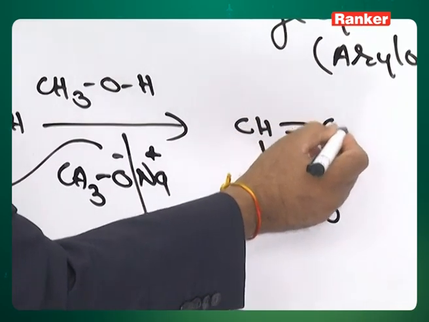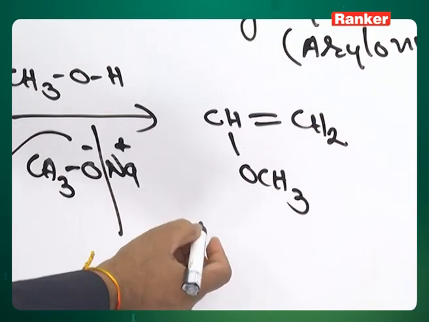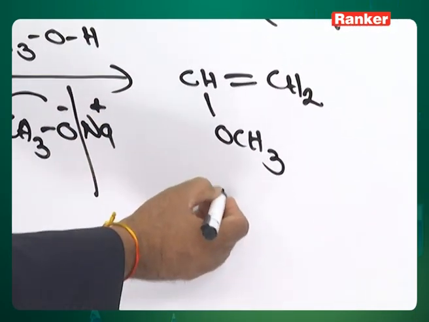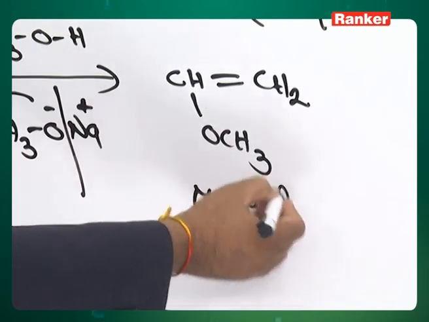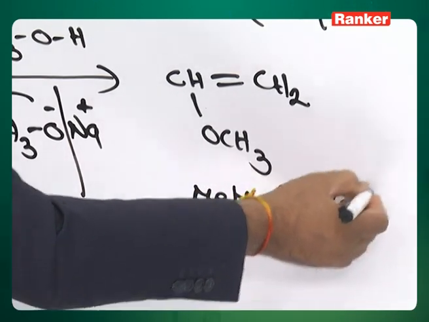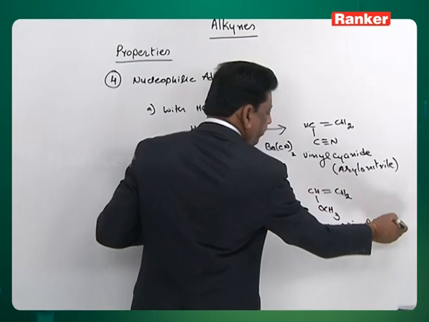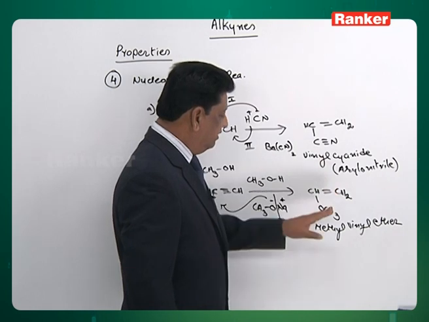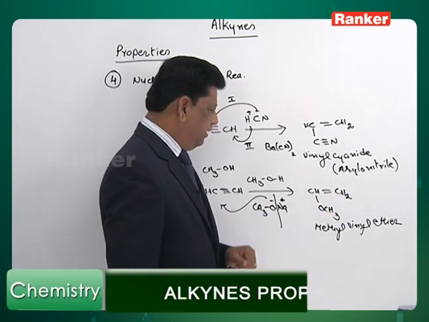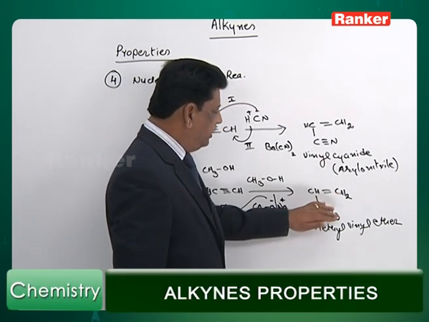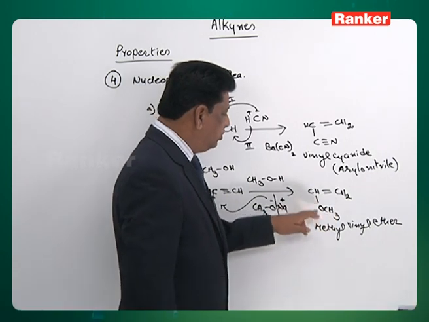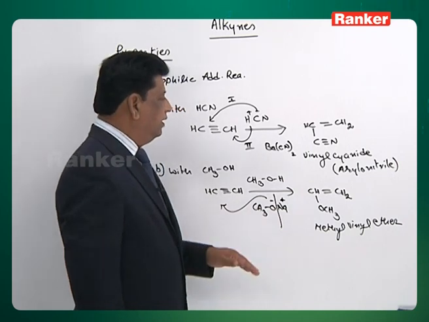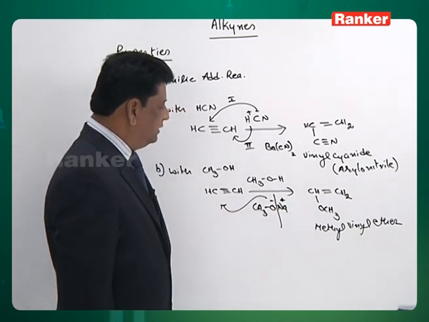So, the double bond will still be there, CH2. This is one side vinyl, one side methyl, so we call it methyl vinyl ether, vinyl methyl ether. That is the common name. However, if you want to name it systematically, you call it a methoxy group containing ethene: methoxyethene. That will be the systematic name.